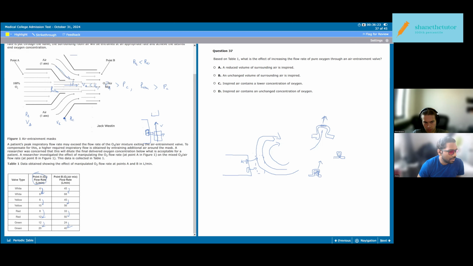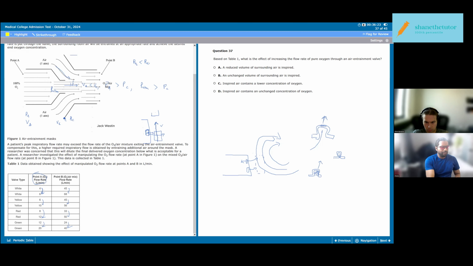And so, okay. We know he was concerned about the dilution and that he manipulated the O2 flow rate and investigated the mixed O2 air flow rate at point B. And he saw that the flow rate got increased for the O2 air mixture.